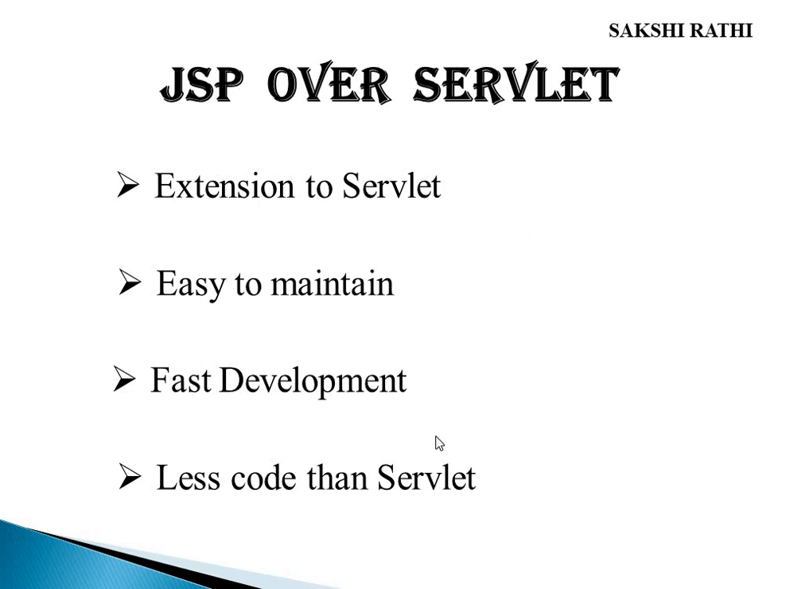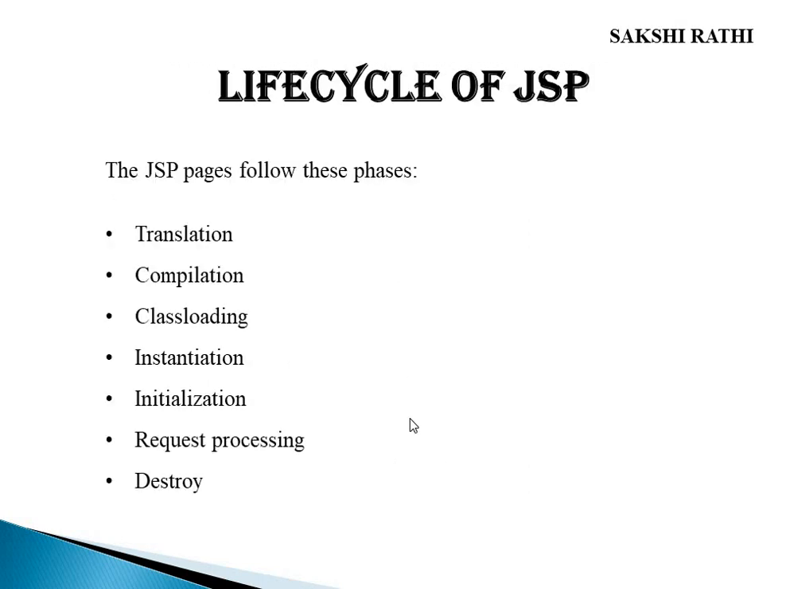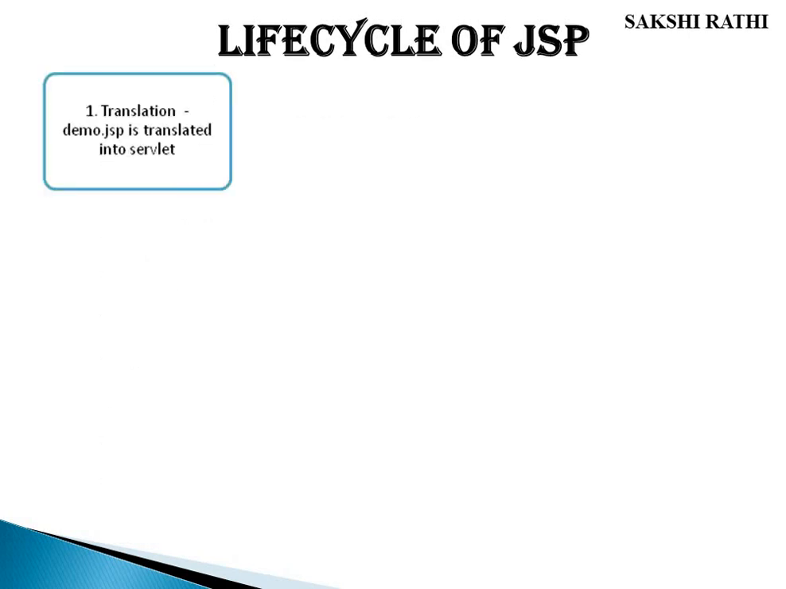So in all these ways we can say that we can prefer JSP over servlet, as JSP has many advantages over servlet. So let's talk about the life cycle of JSP in detail. JSP pages follow all these phases. There are 7 phases. First one is translation, then compilation, then class loading, then instantiation, initialization, request processing, and the last one is to destroy the JSP page. So let's go into detail for each one of these.